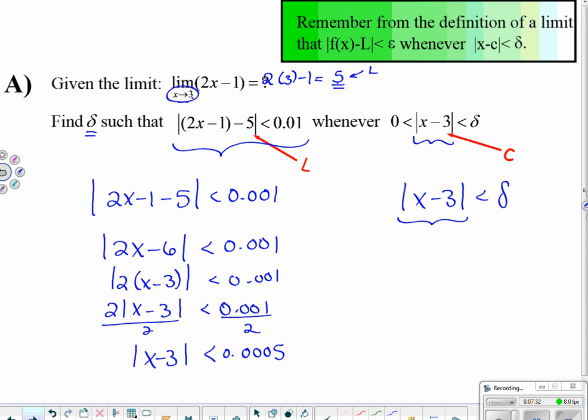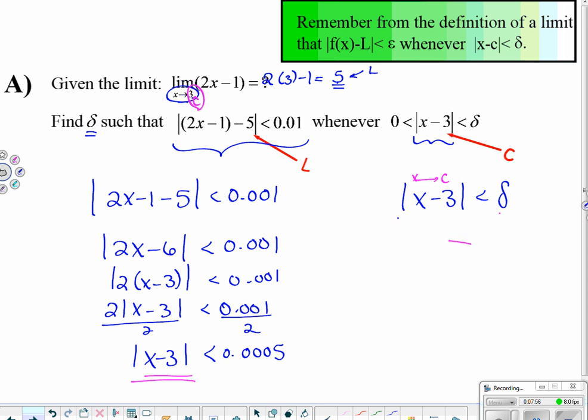But interesting, this matches what I need for discussing delta. I now have x minus c, where c was 3. As I approach 3, see here, as x approaches this c value of 3, I need to be within a certain distance.